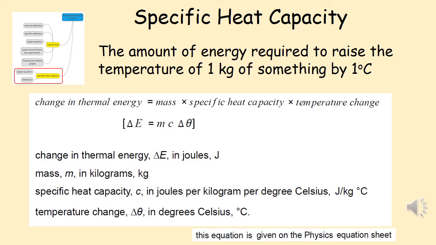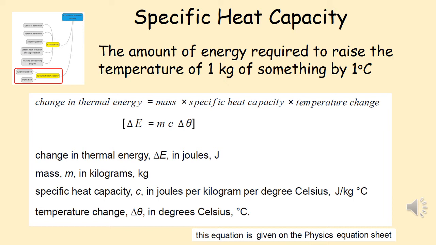Now, specific heat capacity has got a definition which you've got to learn. It's the amount of energy required to raise the temperature of 1 kilogram of something by 1 degree Celsius. So try and memorize that one. It's an easy mark or couple of marks. Now you are given the equation for specific heat capacity on a formula sheet that comes with your exam. So you don't have to learn this, but you do have to be able to use it.